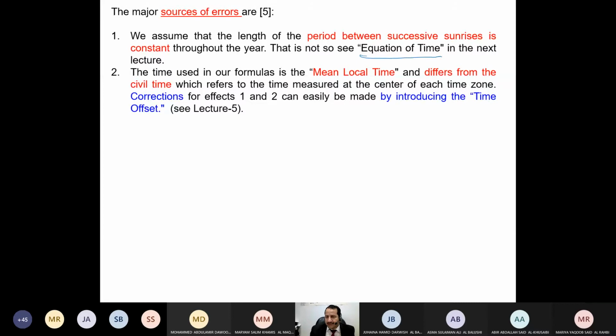But it's approximate. Why? Because they cannot say the hour could be 60 minutes sometimes, 58 minutes sometimes, 63 minutes sometimes. They want one number for the hour and that's it, done. So this is not correct. We have to rectify it. We will rectify it using what we call time offset. I will explain it later on.